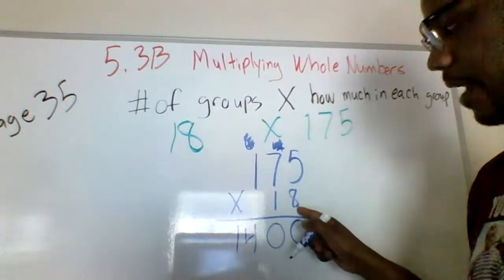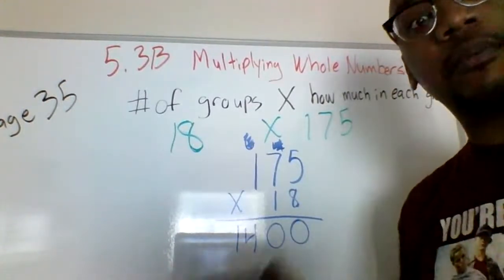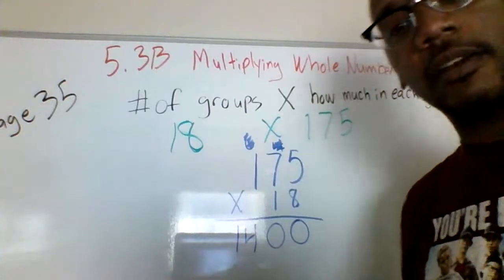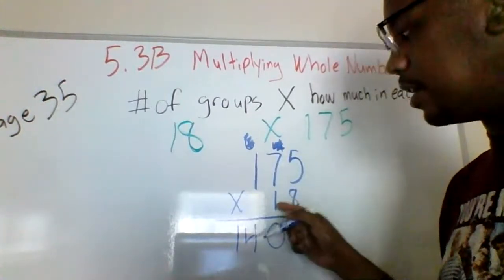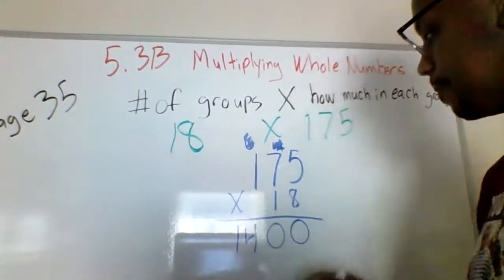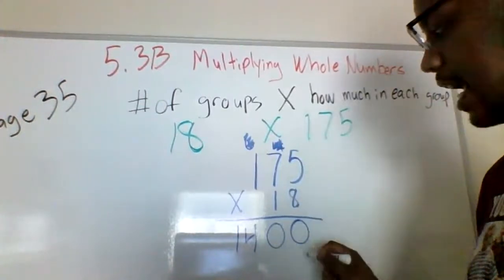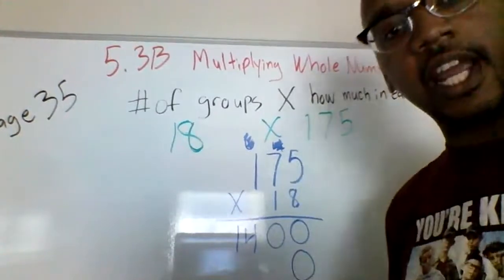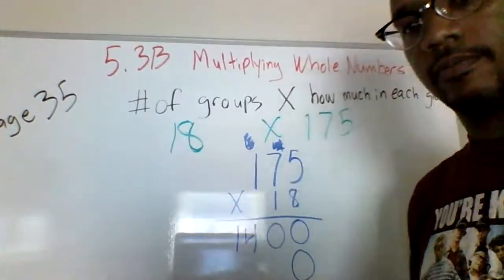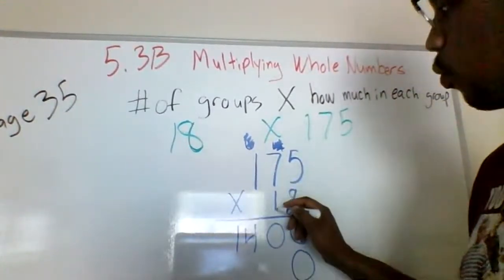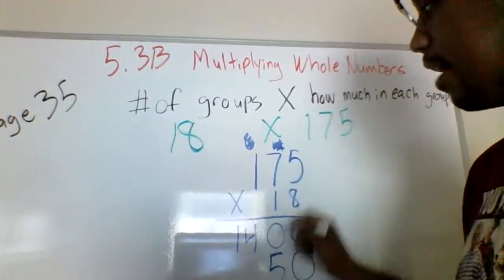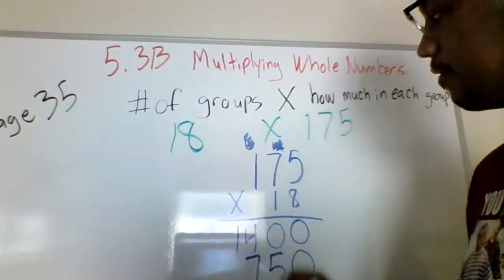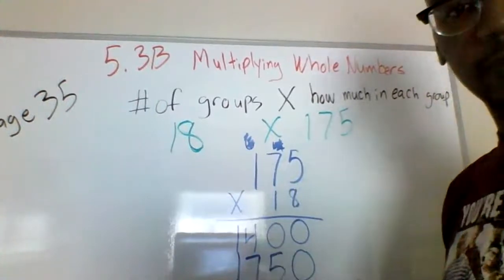Now, since I've multiplied everything times 8, I need to multiply everything times 10, because 8 plus 10 is 18. All right? So I've done everything times 8. I'm going to put a 0, and I'm going to multiply everything times 1. And it'll come out like it's 10. All right? So 1 times 5 is 5. 1 times 7 is 7. 1 times 1 is 1.